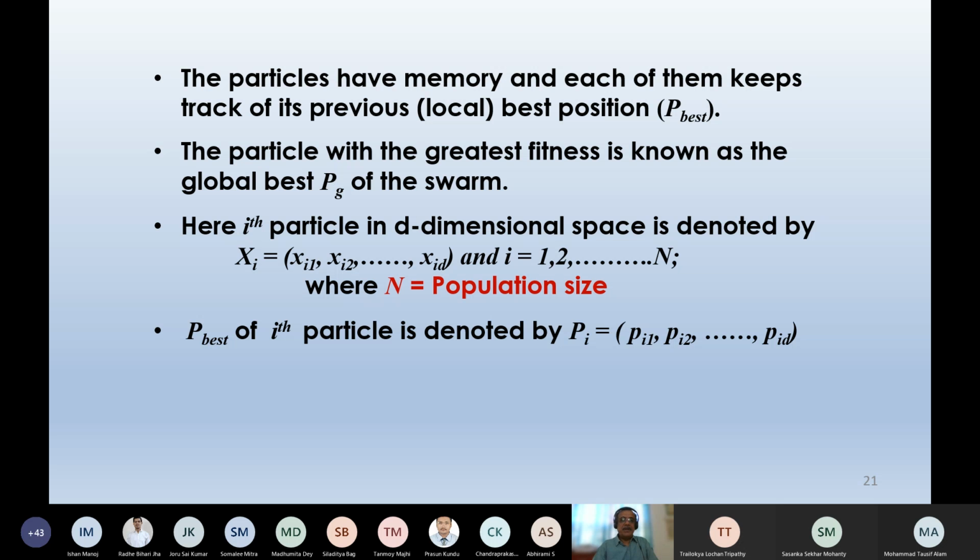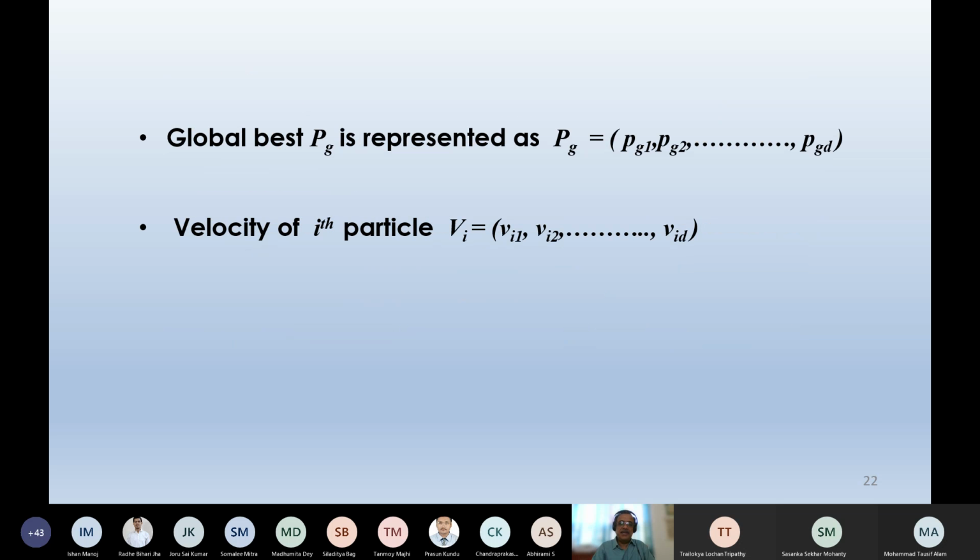Now, P best of the ith particle, once again, how many numerical values will we have? Small d number of numerical values. So P best of the ith particle is denoted by Pi, and it has small d information: Pi1, Pi2 up to Pid. Then comes the global best, represented as Pg, which is nothing but the collection of Pg1, Pg2 up to Pgd. Okay, so d numerical values.